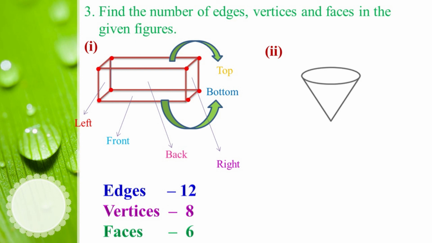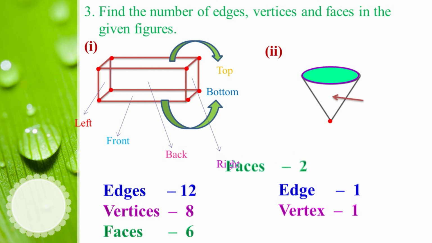This is the cone shape. Now let us find the edge, vertex and faces for the cone. You know very well, this is the edge. There is only one edge, and also there is only one vertex in a cone, and there are two faces, one curved face and the other one is a circular face. So number of faces in cone is equal to 2.